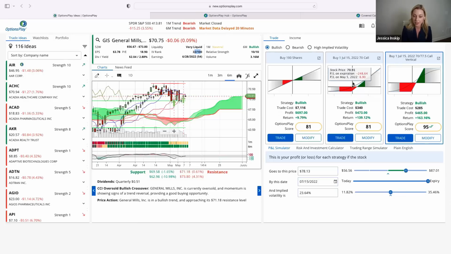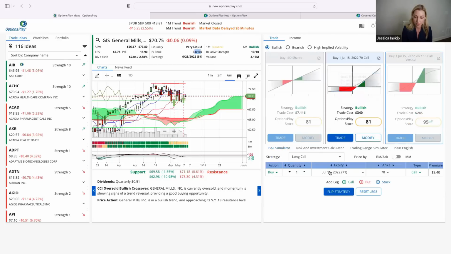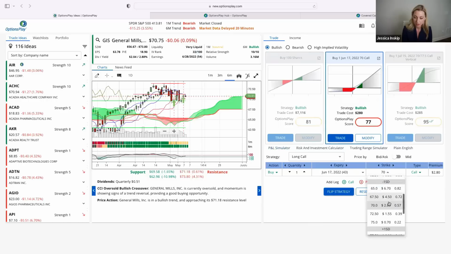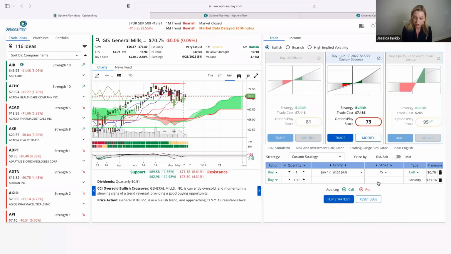So as far as the comparison, let me go ahead and modify this one. But if I wanted to view it, so I believe it was a June 17th, 75. And I need to make this a stock and flip this to sell. And we're going to buy it at, let's use the midpoint. That works. All right, so this is our covered call setup.